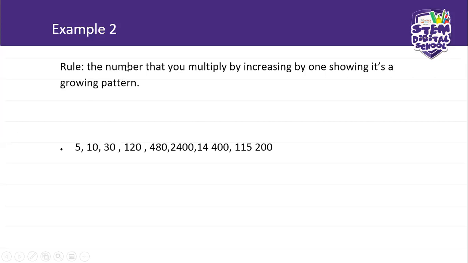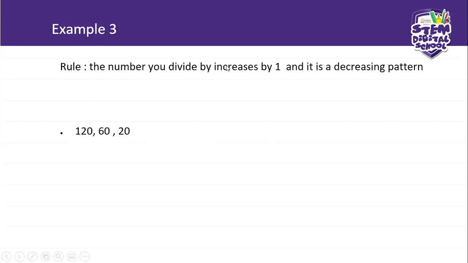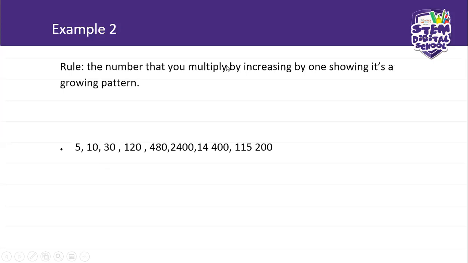It says the number you multiply by increases by 1, showing the growing pattern. So here you say times 2 gives me 10, times 3 gives me 30, times 4 gives me 120, times 5, etc. As you can see, it's a growing pattern. I hope we are seeing this, guys.